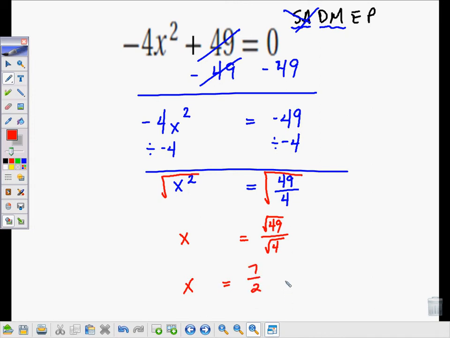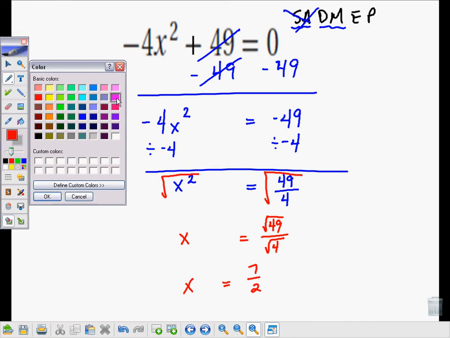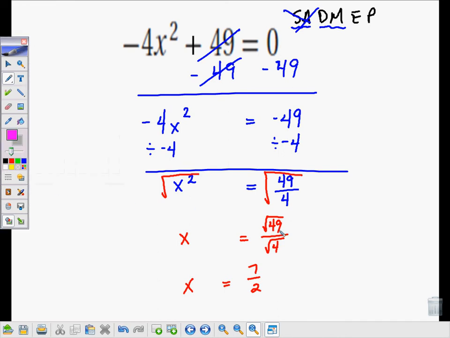Now, most people are going to say that's the answer. However, if you've been paying attention in math class, you know that when we undo a square with a square root, we have to be super careful to ensure that we are including something. And that something that I'm talking about is the positive and negative versions of our answer. Positive and negative versions of 7 over 2.